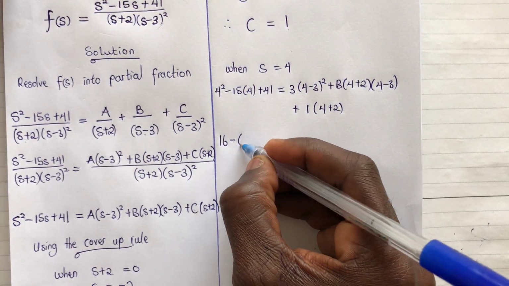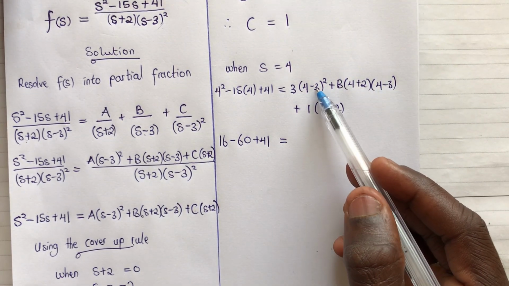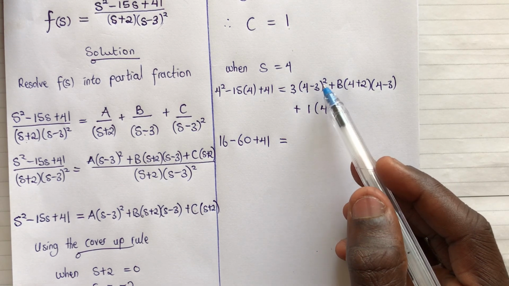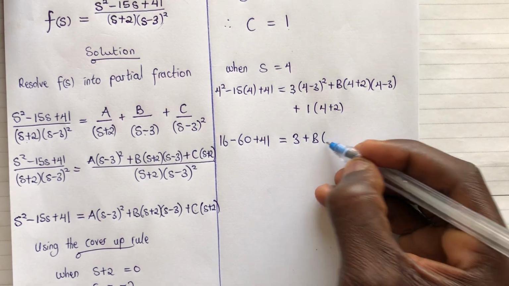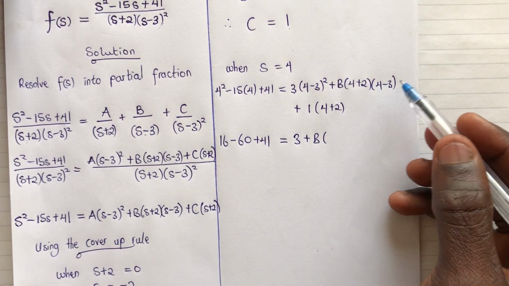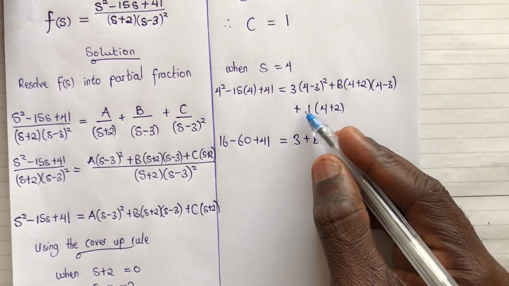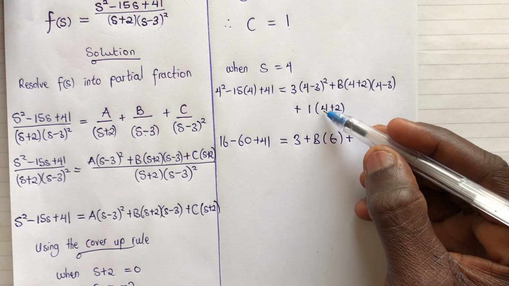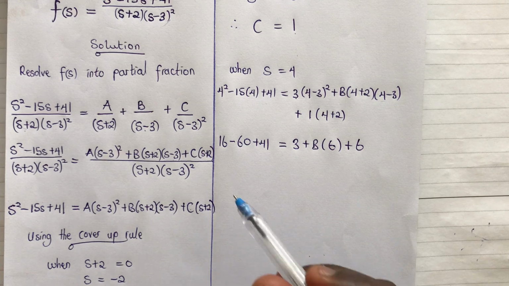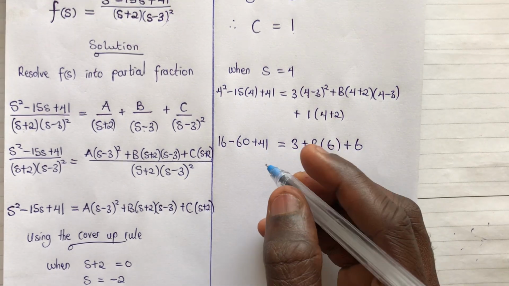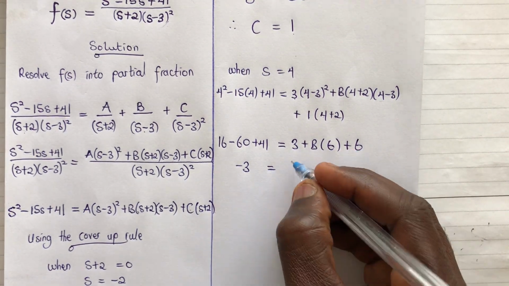So now this will give us 16 minus 60 plus 41. Now let's work on this side. When we subtract 3 from 4, we have 1. 1 square will give us 1. 1 times 3, we have 3. Plus b into this plus this, we have 6. This minus this, we have 1. 1 times 6 is still 6. So we move on to this side. Plus 2 plus 4 is giving us 6 times 1, giving us 6. So 16 minus 60 plus 41, this is giving us negative 3, equal to this plus this, we have 9 plus 6b.